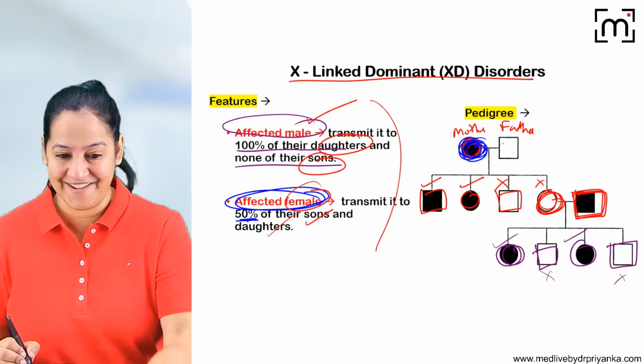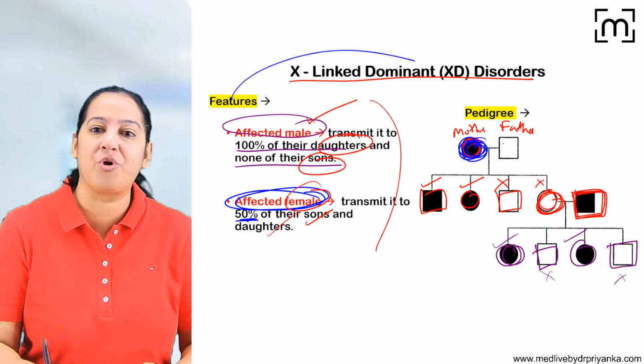I hope you got it, Hannah. I hope you got it. So you have to write it. You have to draw it in the pedigree.